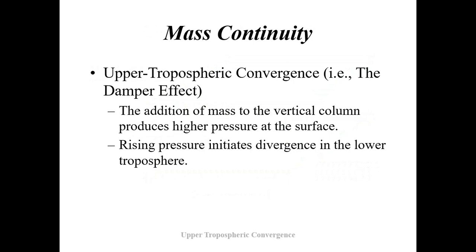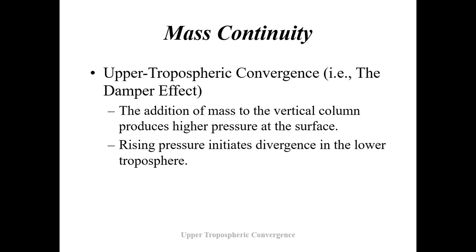Now, upper tropospheric convergence is the opposite of the chimney effect. It's known as the damper effect. And with this, now you're adding mass, whether it be via speed differences or directional differences, whether it be confluence or speed convergence. Guess what's happening here? We're adding mass in the upper troposphere. As the air converges, that mass is added.